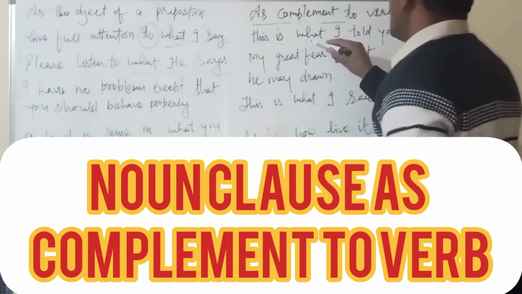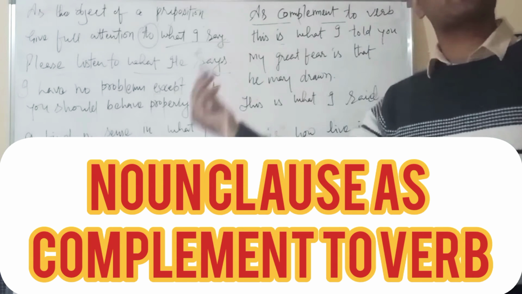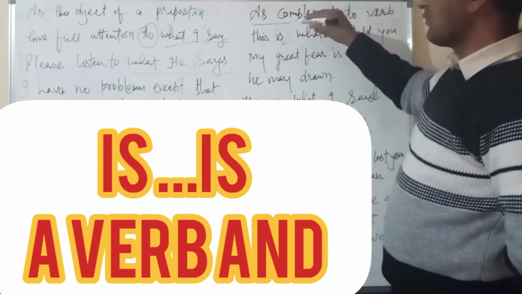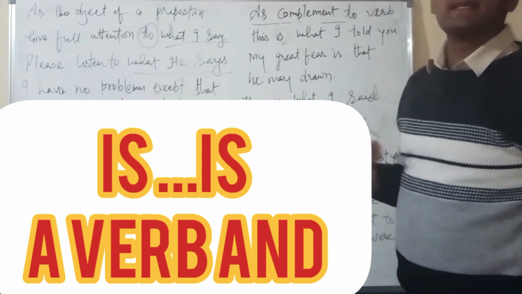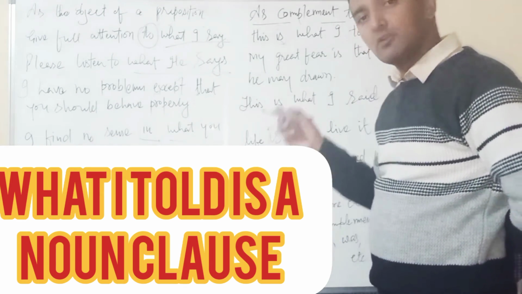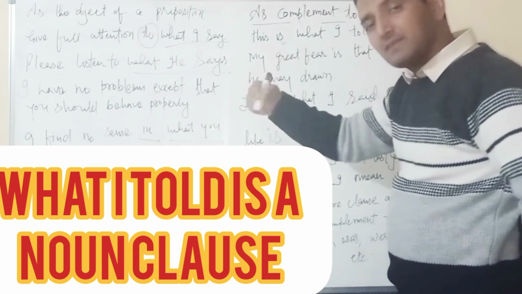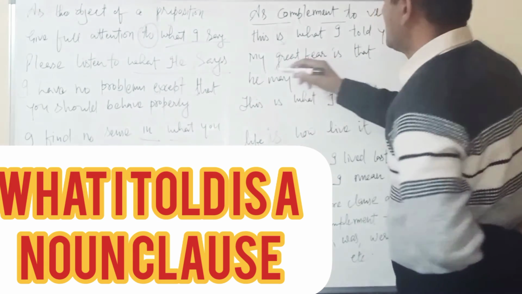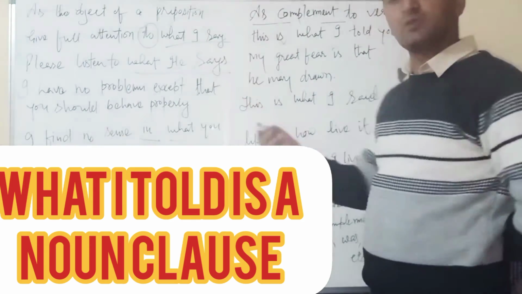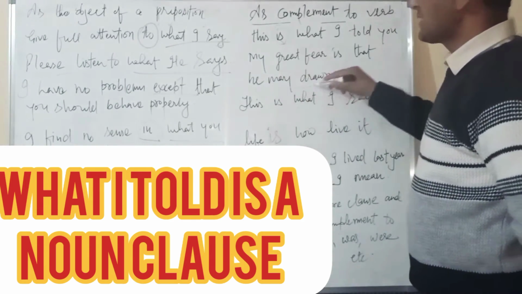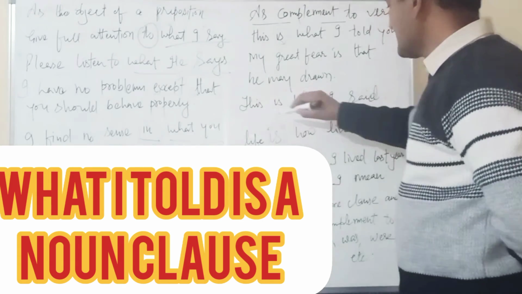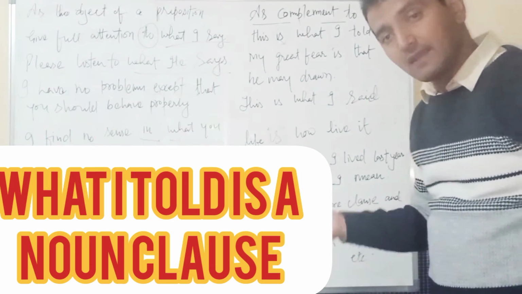See, this is what I told you. It is being used as a complement to the verb. This is what? What is it doing here? It is working as a verb. And "what I told you" is a noun clause. What work is the noun clause doing? A complement with the verb. My great fear is, what is my fear? My great fear is that he may drown. Drown means to sink in water. Okay, this is what I said.